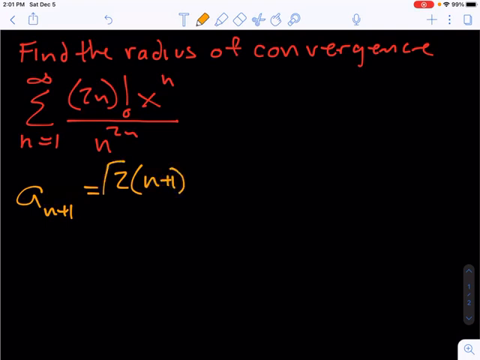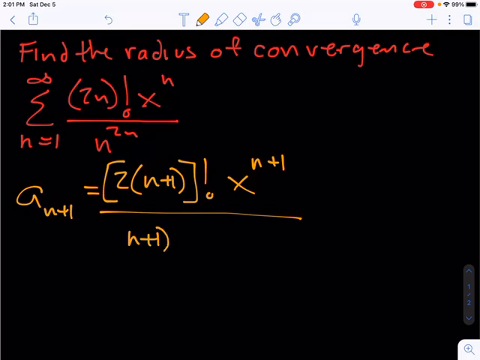Now be careful, that whole thing is then having the factorial taken of it, times x to the n plus 1, all over n plus 1 raised to the 2 in parentheses n plus 1 power. So the placing of the parentheses in two spots where there's a 2n is very, very important. Make sure that you put that in parentheses.